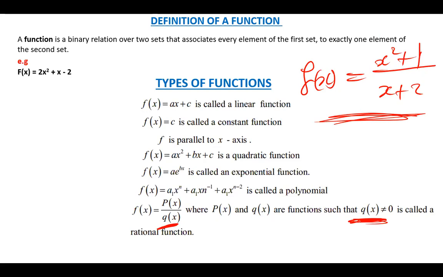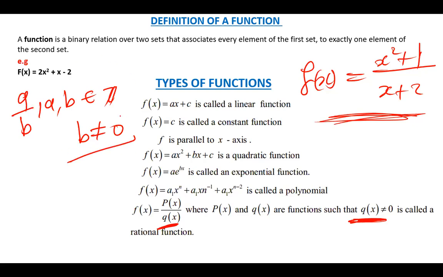Remember how we defined rational numbers. We had said a rational number is simply a number that is in the form a over b, where a and b are integers, and b is never going to be equal to 0. And of course, a and b should be in their lowest terms. So when we say b is never equal to 0, we simply refer to the denominator. The denominator should never be equal to 0. So in this format, we have q of x as the denominator. Hence, q of x is not supposed to be 0 for this to be called a rational function.